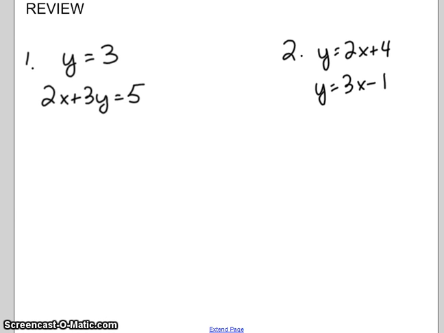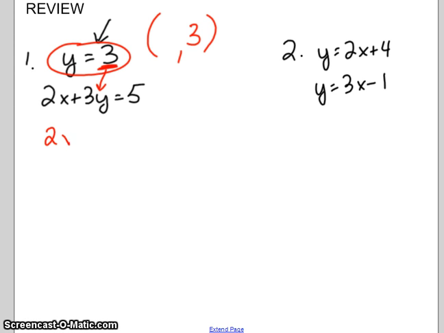Now the first step is to get x or y by itself in either equation. Well, the first equation, we already have y equals 3. Y is by itself. Alright, and we have the value for y. The value for y is 3. So right away we're halfway to our final answer. Okay, we're going to take that 3 and we're going to sub it in for y in the other equation.